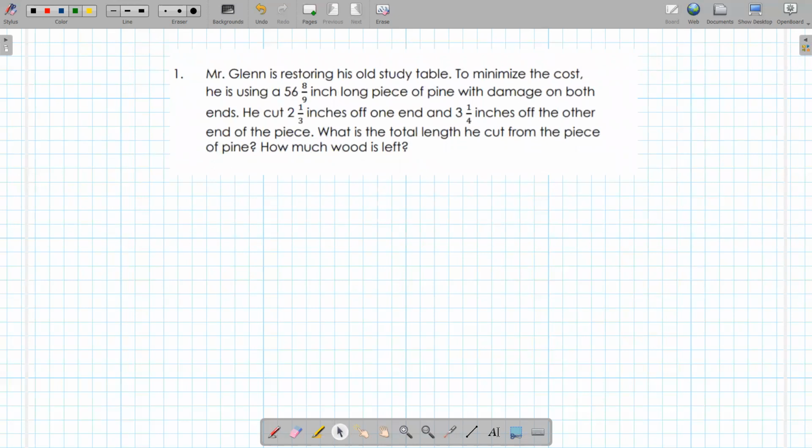Here's another one. Mr. Glenn is restoring his old studio table. To minimize the cost, he's using this long piece of pine with damage on both ends. He cut this many inches off one end and 3 inches off the other end. What is the total length he cut from the piece of pine? How much wood is left?